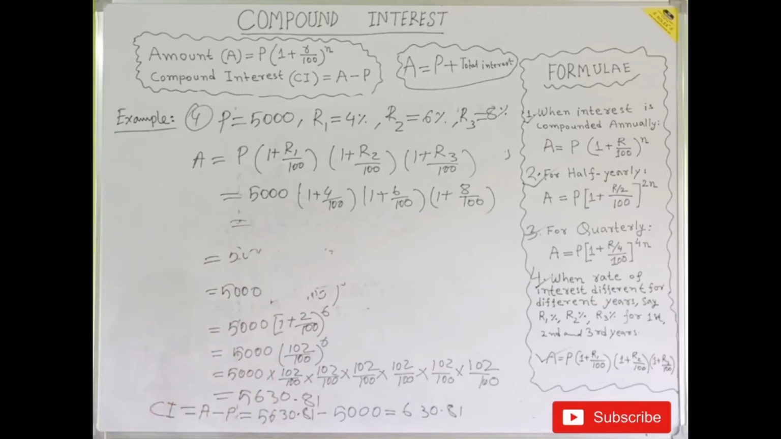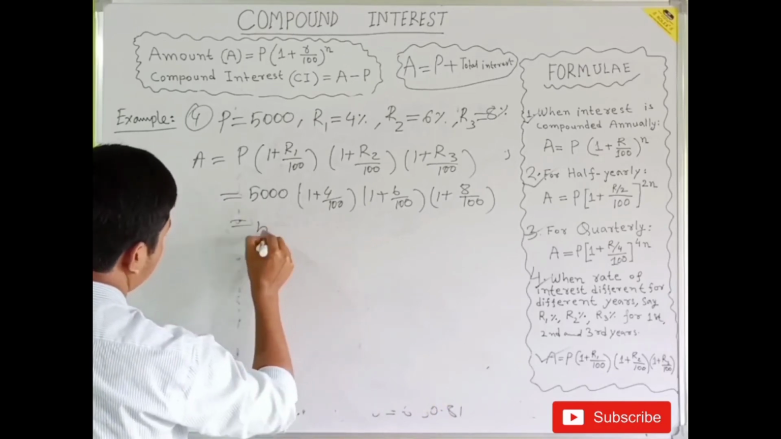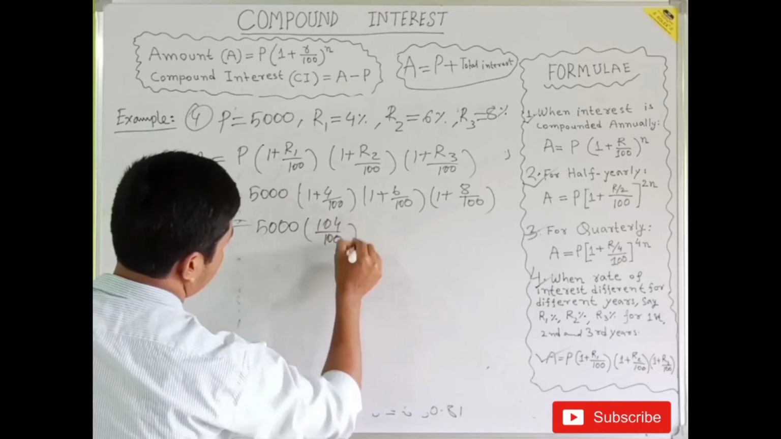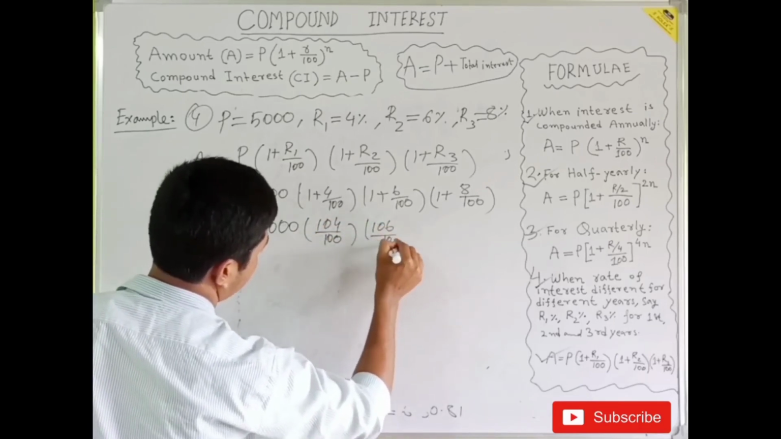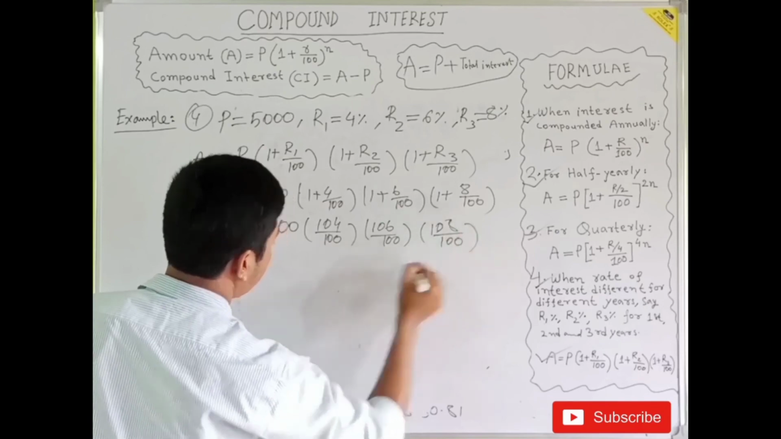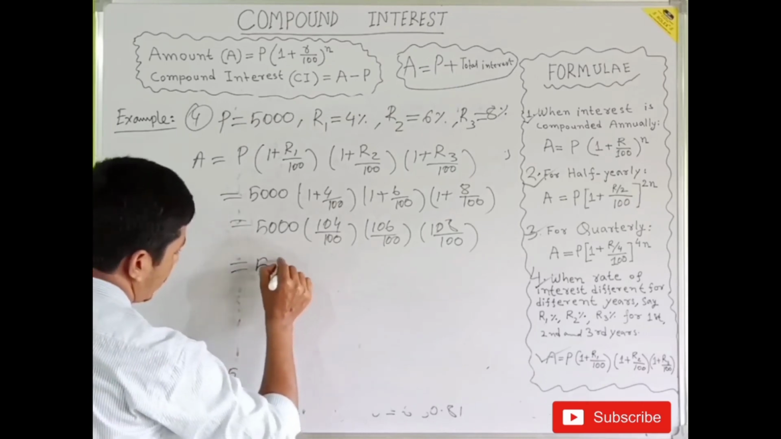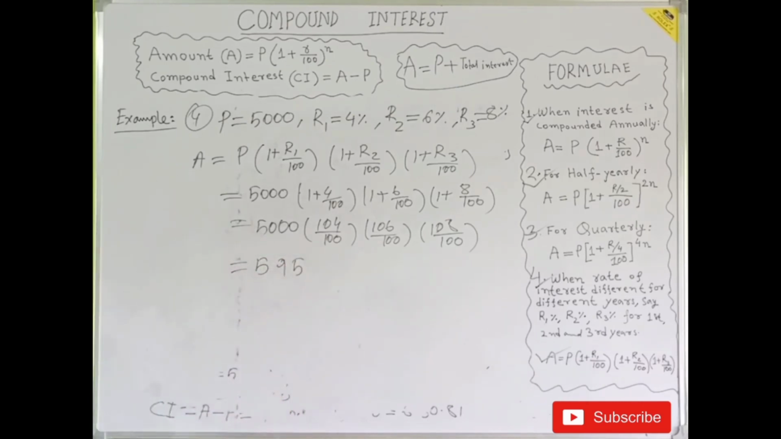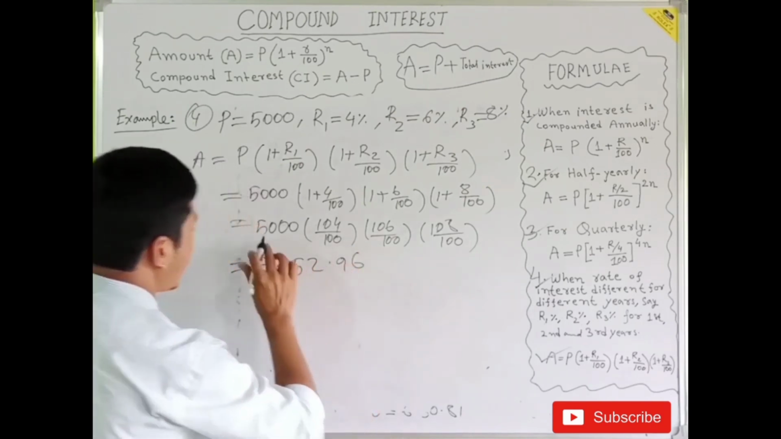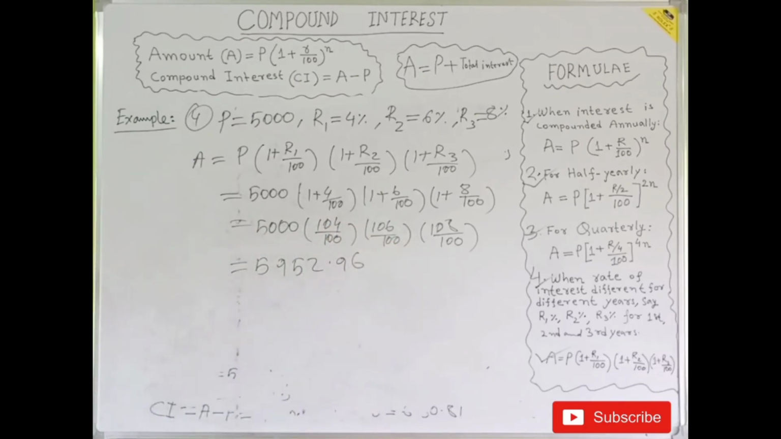Now 5,000 into 104 by 100 into 106 by 100 into 108 by 100. When we multiply this, we get 5952.96.